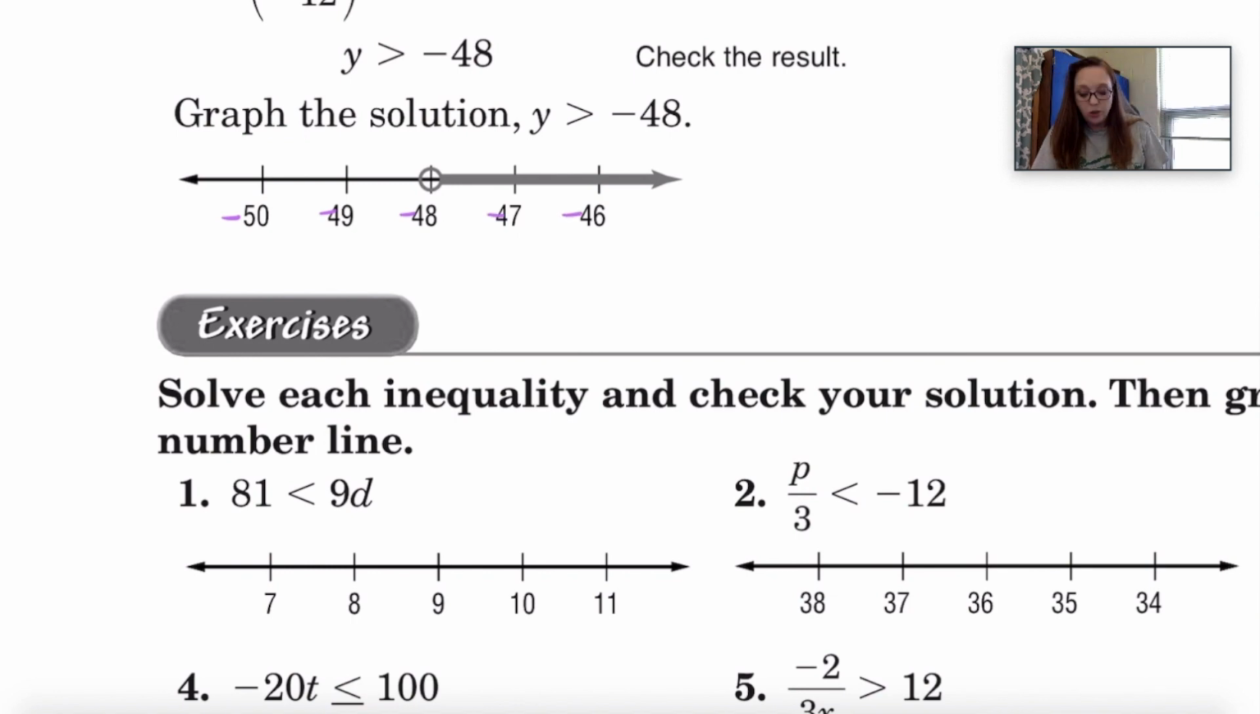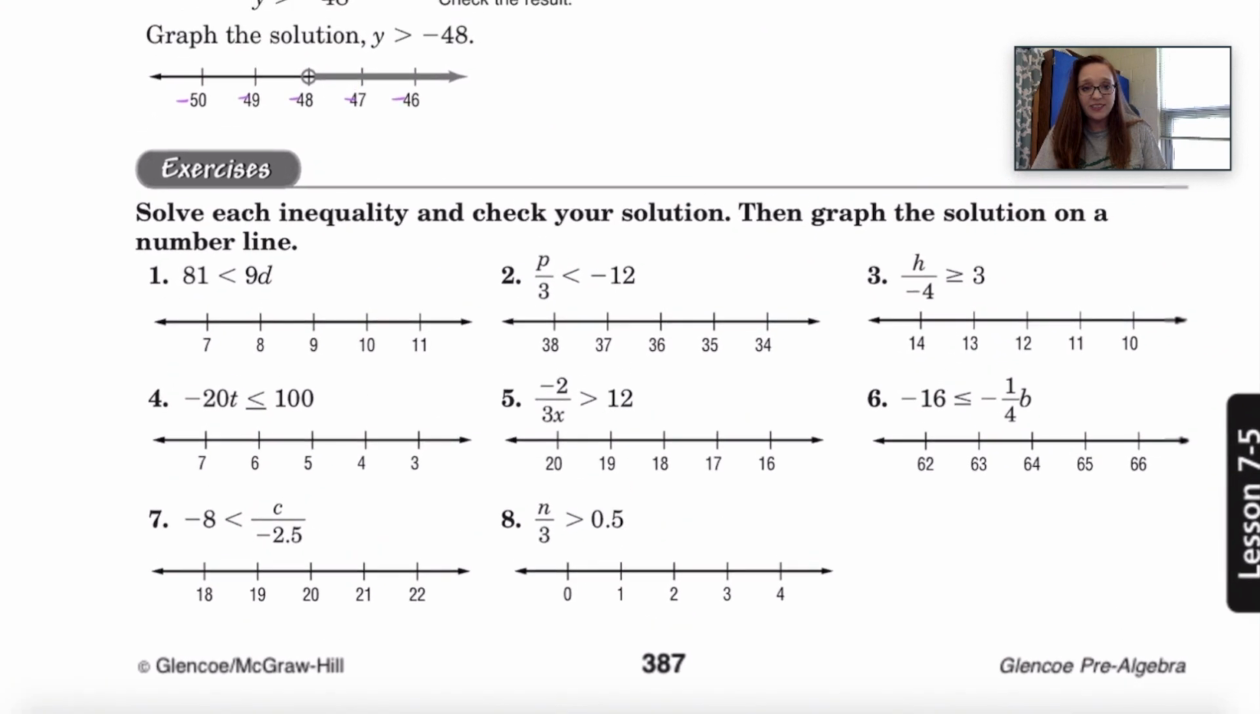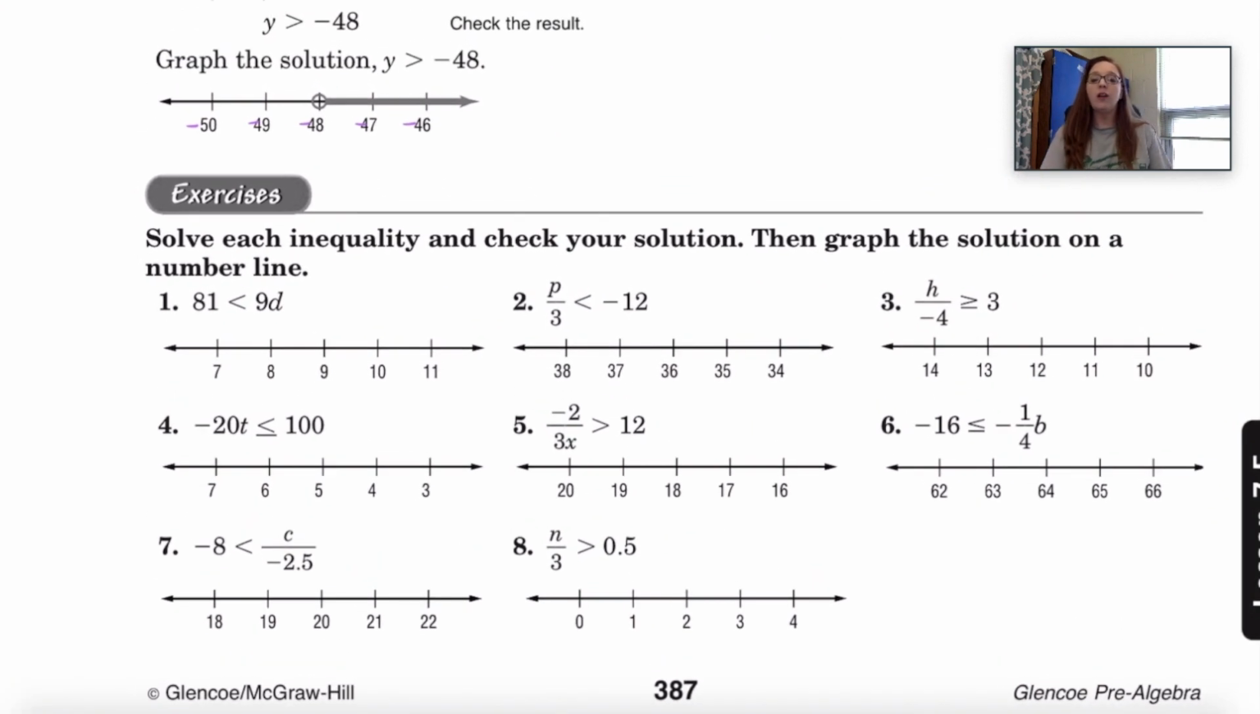Okay, so we're going to do some exercises. It says to solve each inequality and check your solution, then graph the solution on a number line. So you will want notebook paper for today's lesson. You may also prefer to have a calculator as well. So we're going to go and write down the number 1. I want you to write that down on your notebook paper, and we'll solve it on the notebook paper, and then we'll come back and graph. So 81 is less than 9D.